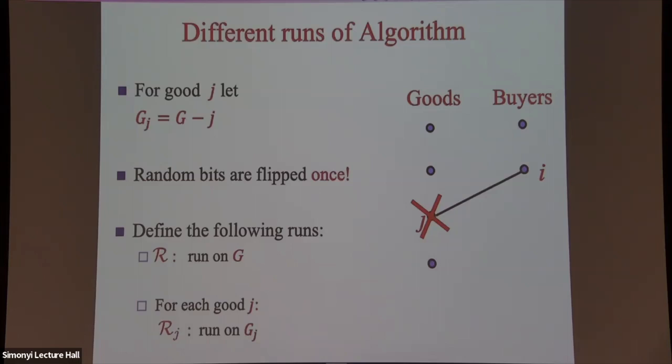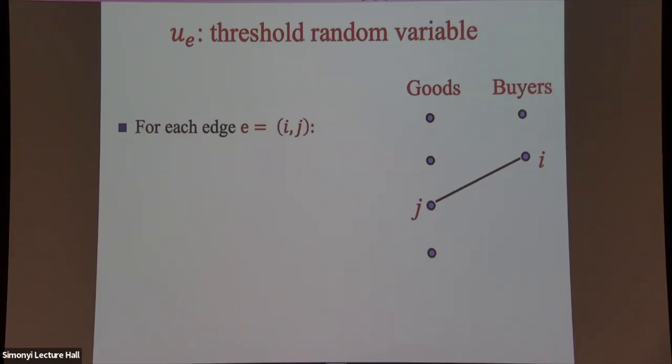Okay, so I'm going to define another key random variable, which I call U sub e. So for every edge e, ij, U sub e is a random variable, which is the utility of buyer i in the run R sub j, in which j was removed.